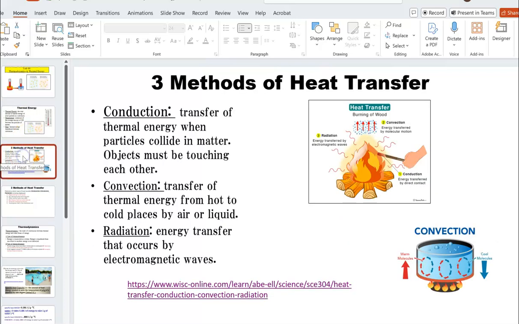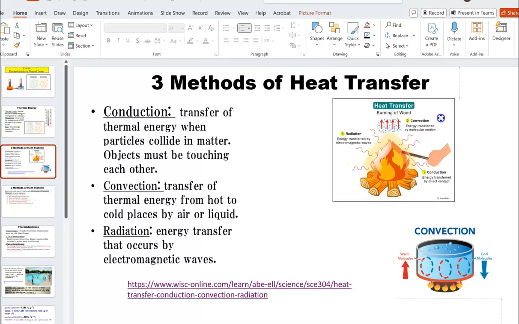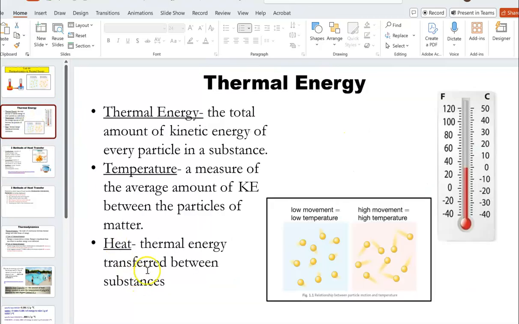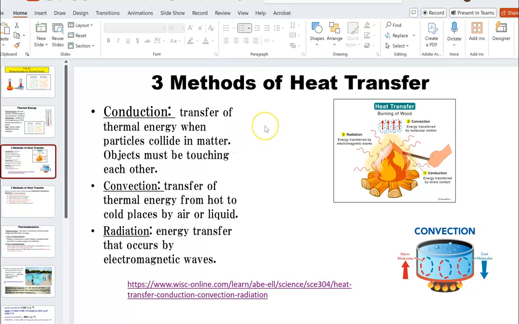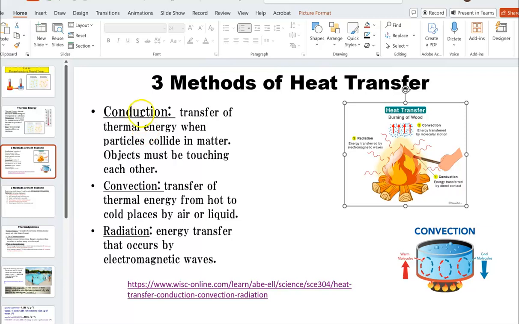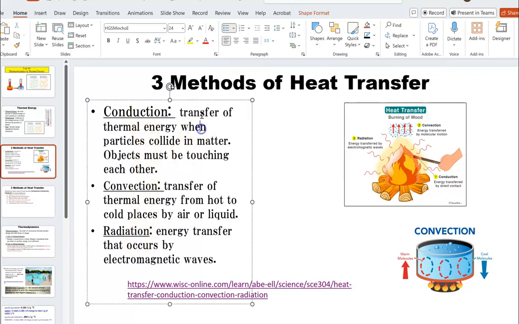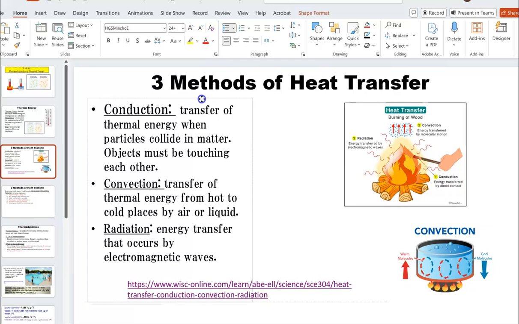Okay, so I want to talk about the three methods of heat transfer. So again, heat is thermal energy transferred between substances. So the three methods of heat transfer, you might be familiar with this, is conduction, convection, and radiation. So this is basically the movement of thermal energy from one object to another. So conduction is the transfer of thermal energy when particles collide in matter. Objects must be touching each other.